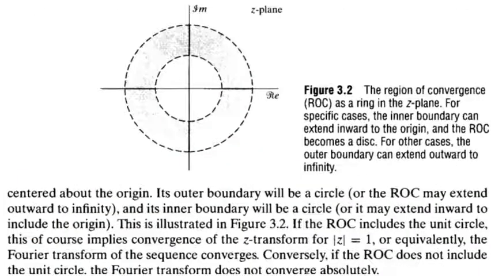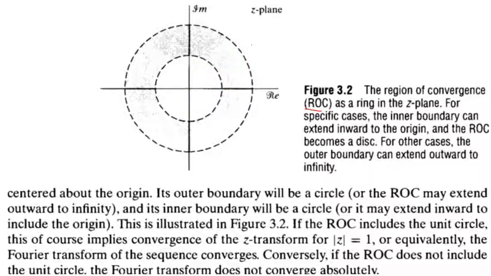So this is how the region of convergence looks like. You can see here the shaded region. The region of convergence, ROC, is a ring in the Z plane. So the region of convergence will always be in the form of a ring. It can be between these two rings, it can be beyond this side, or it can be this. So the region of convergence is always a ring in the Z plane.